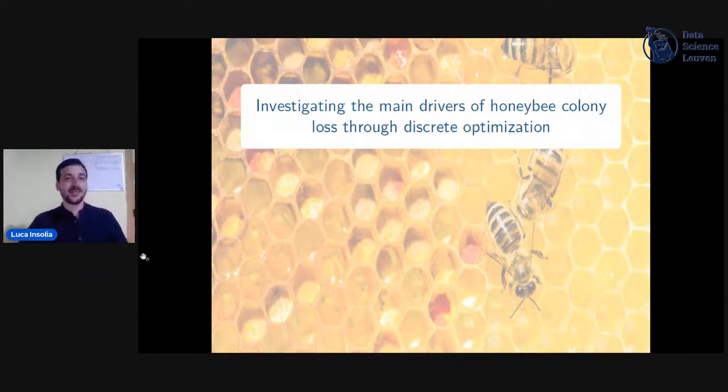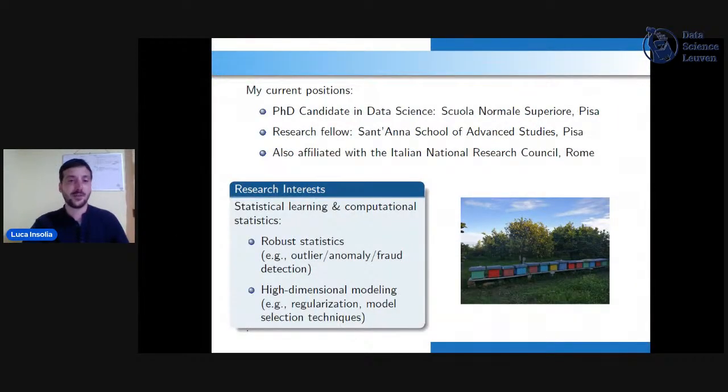My name is Luca, and I will be talking about the main possible drivers of honeybee loss across the United States. But let me introduce myself first. I am currently completing my PhD in data science, and my research interests lie at the intersection of statistical learning and computational statistics. I am truly fascinated by honeybees. I am a beekeeper myself as a hobbyist, of course. And here you can see some of my colonies enjoying the sun in southern Italy.